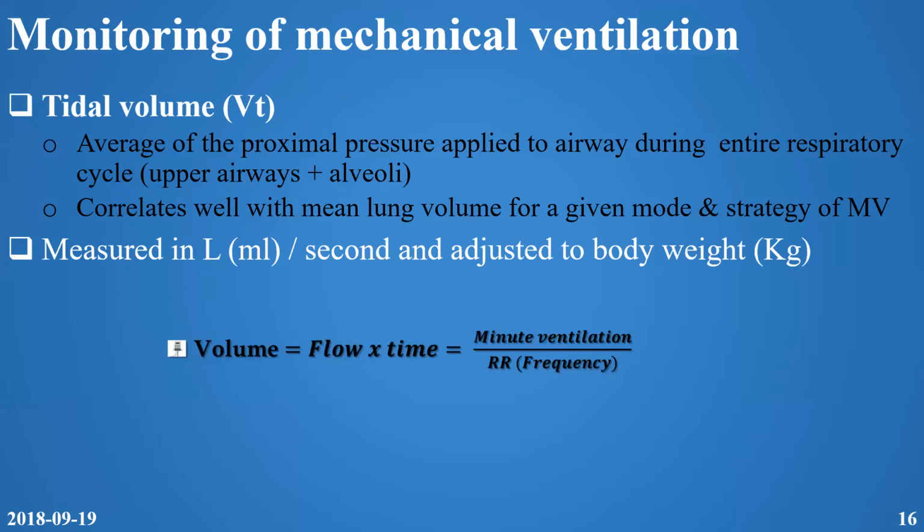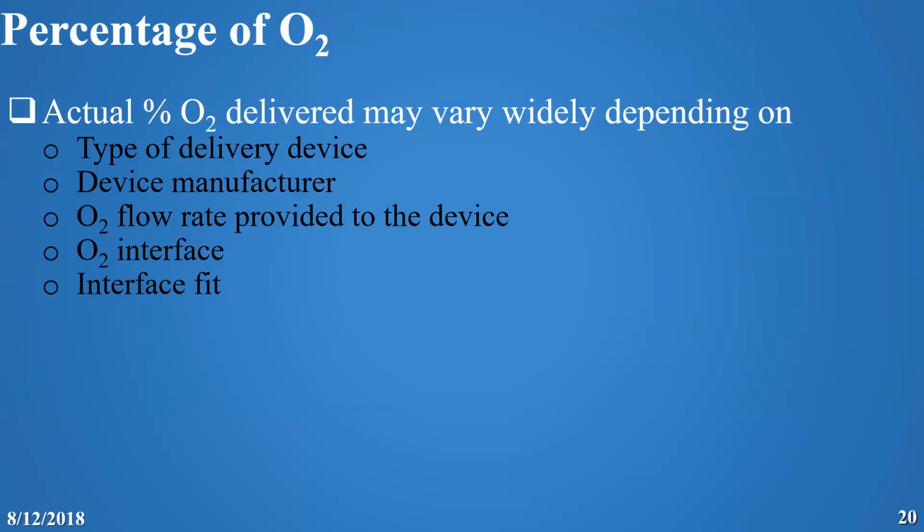Tidal volume is the volume going to the baby in one cycle, and it is measured in mL. It's the amount of air, the volume of air going to the baby in one respiratory cycle. That's tidal volume, measured in mL, and usually we say it as mL per kg.